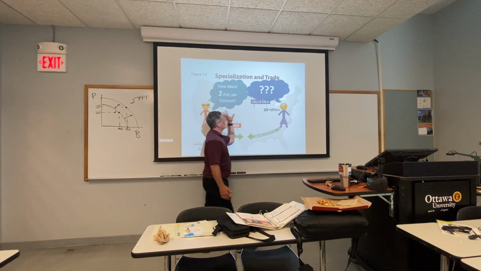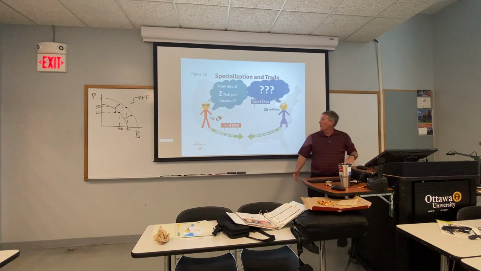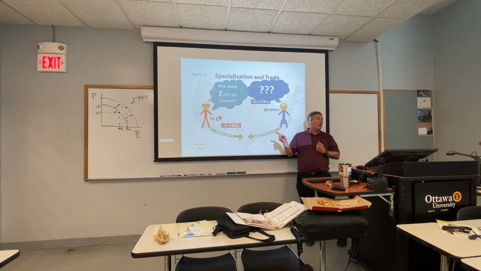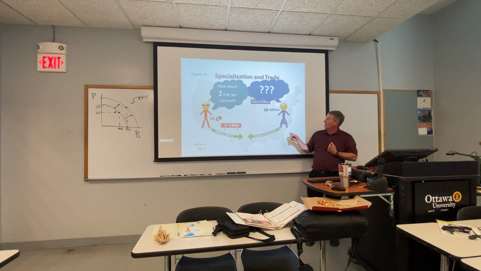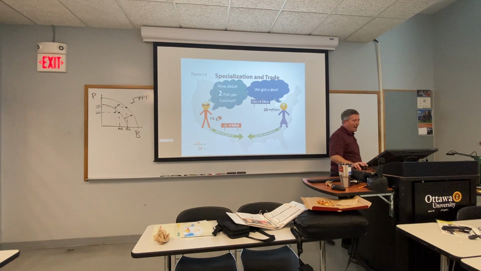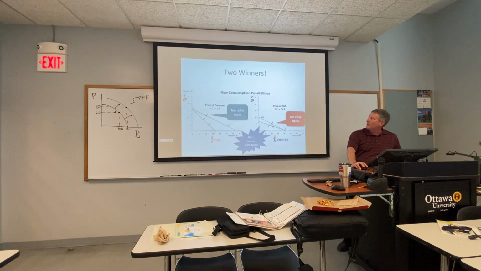Is she getting screwed with a 2-for-1? Well, if we go back to her trade-off, if she did it herself, she would have to give up 3 fish. So she's getting a deal too. It's a win-win situation by them engaging in trade because of their comparative advantage. And so 2 fish per coconut ends up being a deal for both of them.